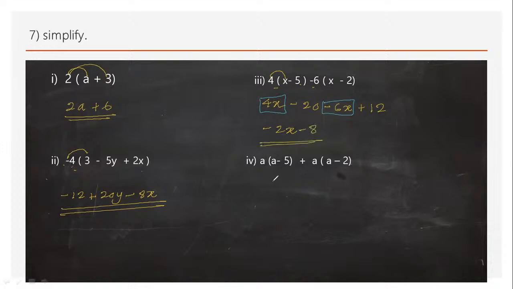Minus 2x minus 8. Next one: a times a squared, a times 5 minus 5a, plus a times a squared, a times 2 minus 2a. Then you can write a squared and a squared, 2a squared, minus 5a and minus 2a, 7a.